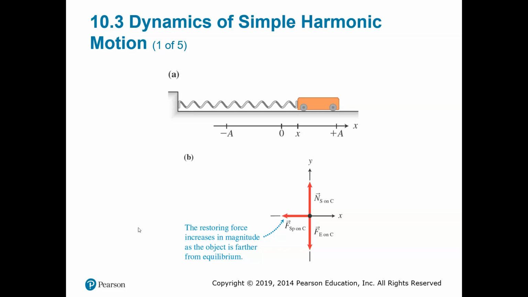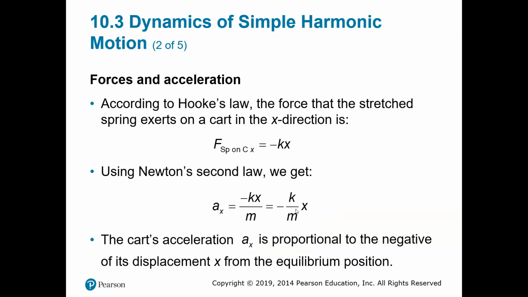Okay, so let's go back and continue our dive into simple harmonic motion. So we're going to look at the dynamics of simple harmonic motion. If we start at our maximum amplitude, we are going to have a restoring force that is pulling that object back in. In this case, we have a mass on a spring, so that force is going to be based on Hooke's law. So that force is going to be equal to negative kx.